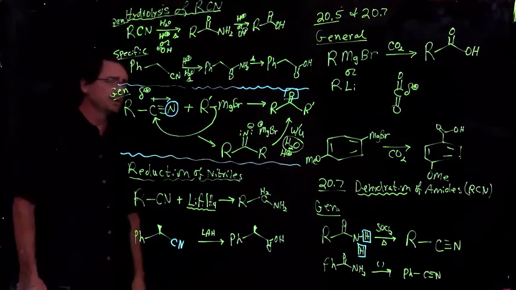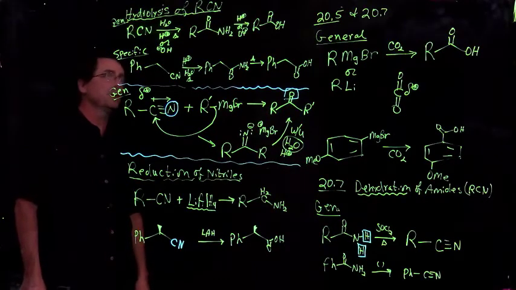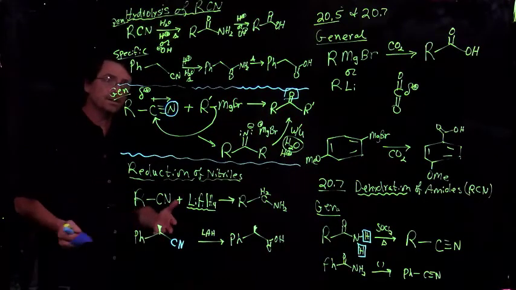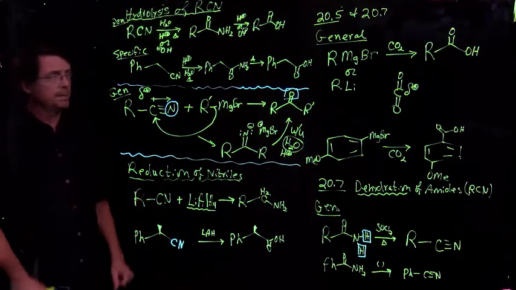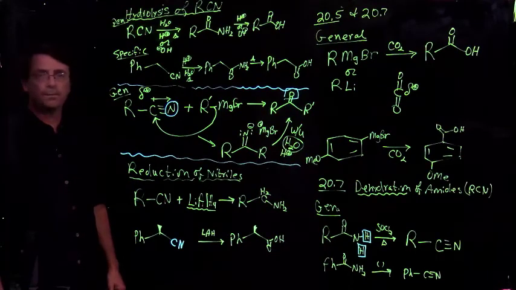the textbook has good mechanisms for these. I don't feel the need to write those mechanisms out for this particular section. They're pretty straightforward and involve common intermediates that we've seen many times already. All right, so that's chapter 20.